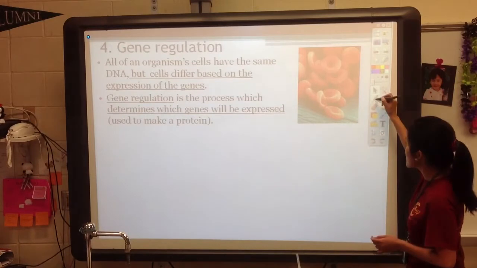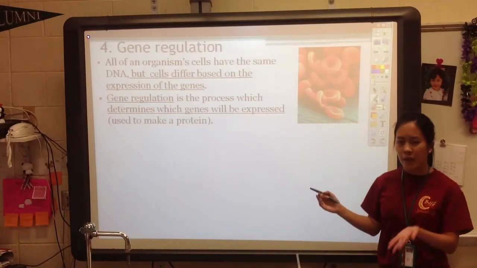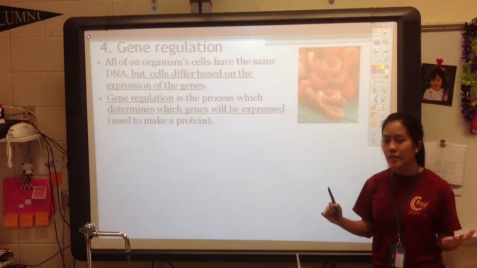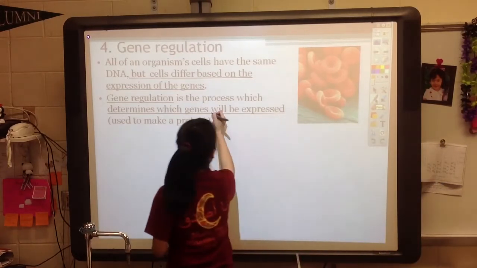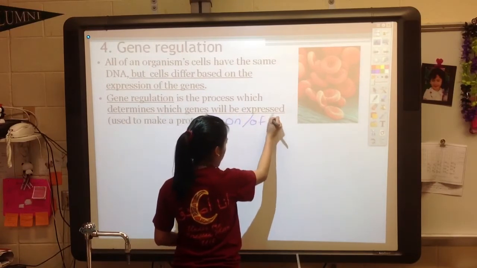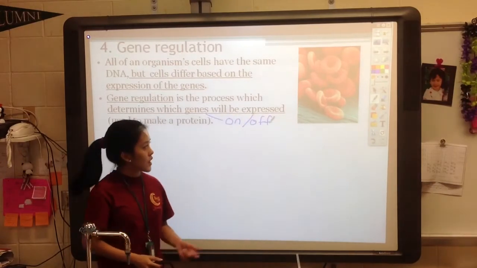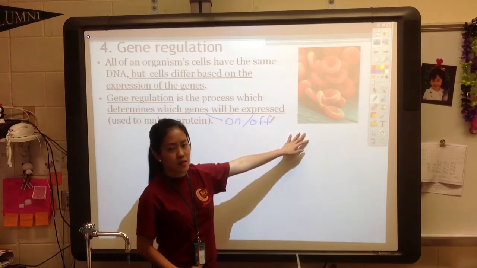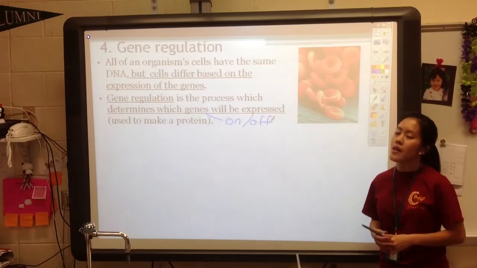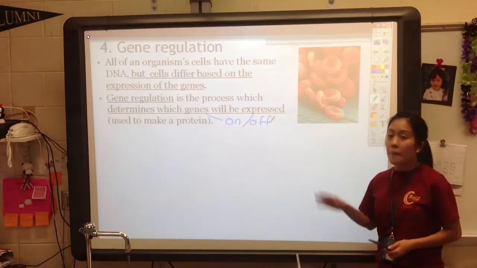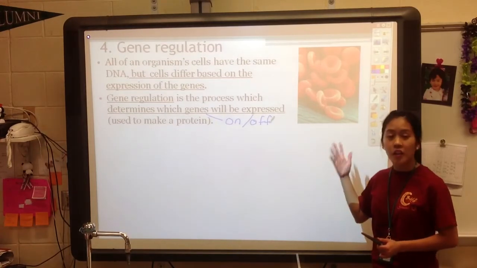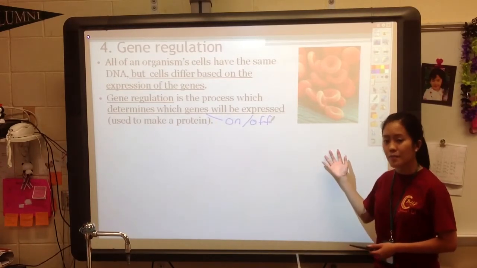So again, all of your cells have the same DNA. If you think back to our reading at the beginning of the section, all of our cells have the same DNA, but some genes are going to be turned on and some are turned off. For example, our red blood cells are going to have the gene to produce a protein that carries oxygen, but they're not going to have the gene to create color, like our eye color, like the pigment in our eyes.